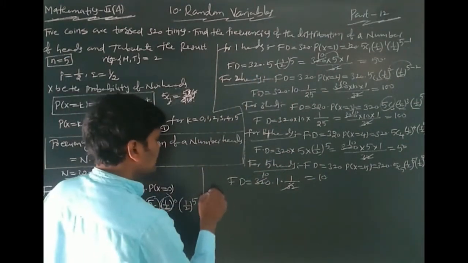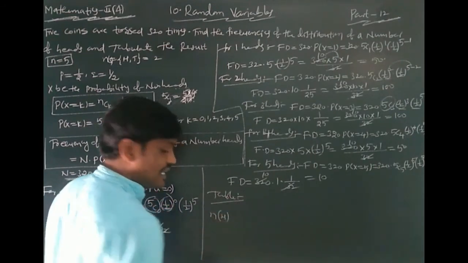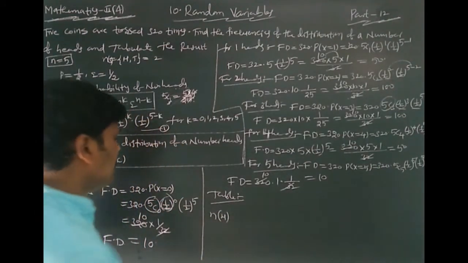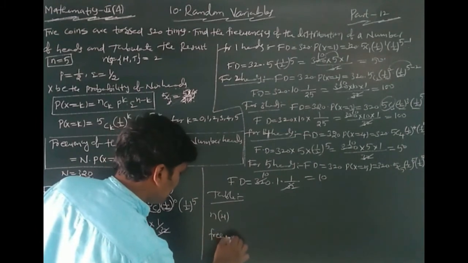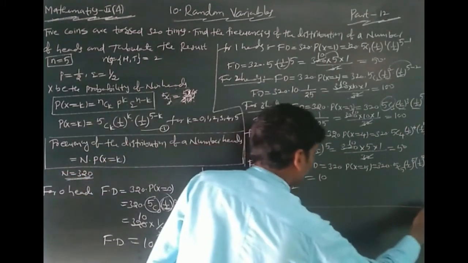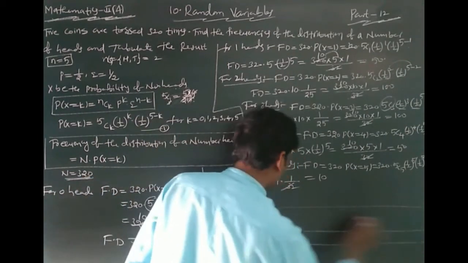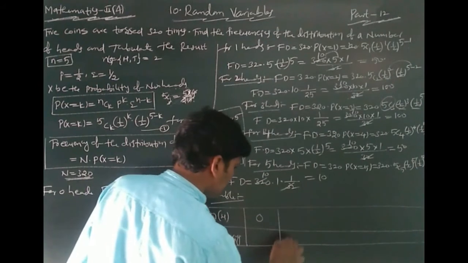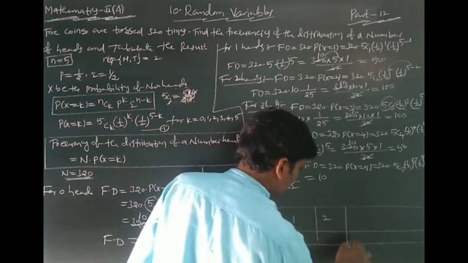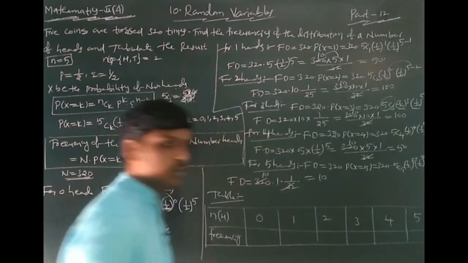Here we construct the table. In this table, the first row is the number of heads and the next row is the frequencies. Here, students, see the number of heads. How many heads are possible here? 0 heads are possible, 1 head, 2 heads, 3 heads, 4 heads, and 5 heads are also possible.